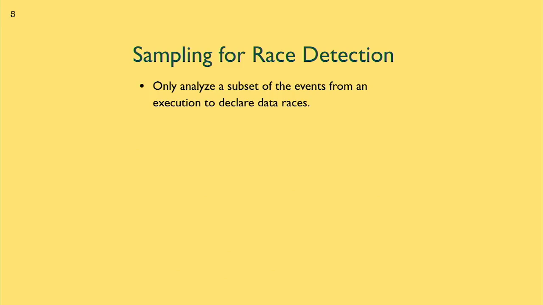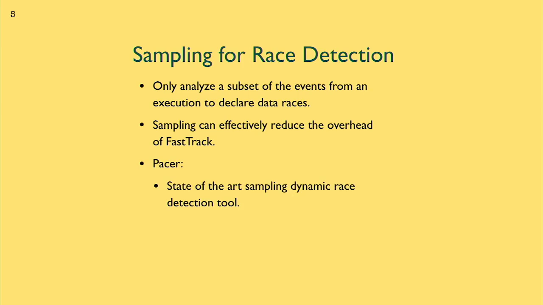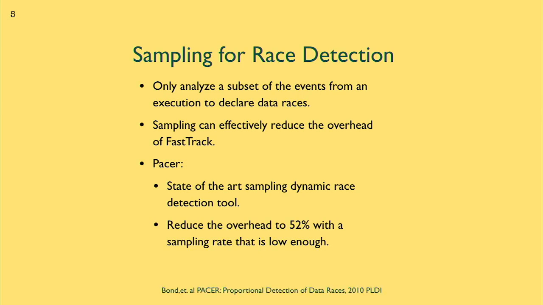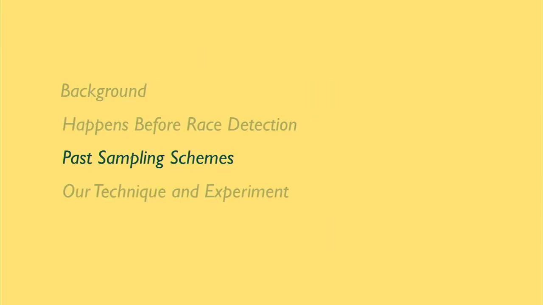The informal idea behind sampling for race detection is that we only want to analyze or observe a small set of events to detect data races. It is known that sampling can effectively reduce the overhead of FastTrack. One typical example is PACER, which is a state-of-the-art sampling technique for dynamic analysis. PACER can reduce the overhead of FastTrack from 5x to, say, 52% with a sampling rate that is low enough.